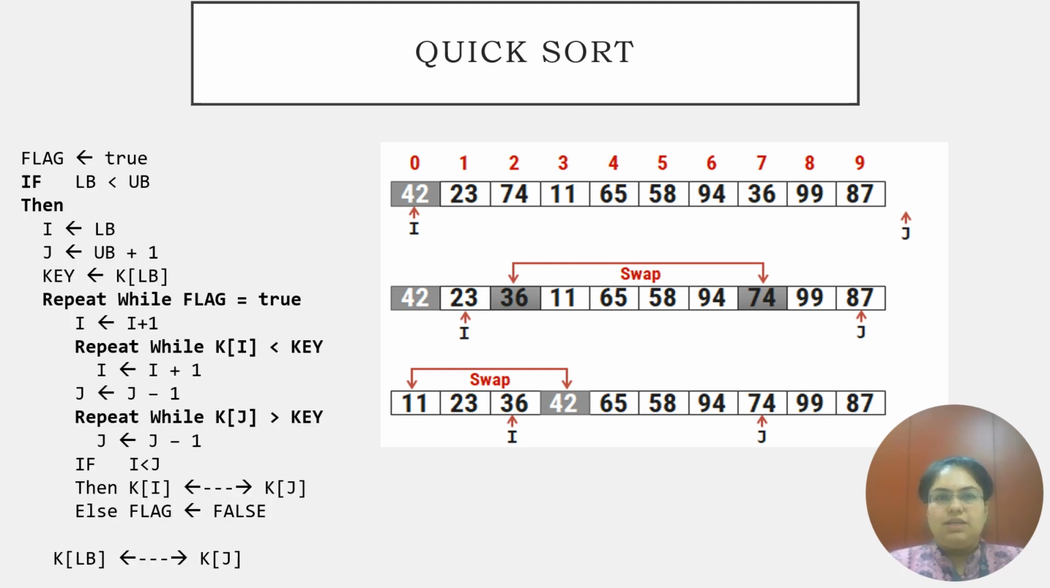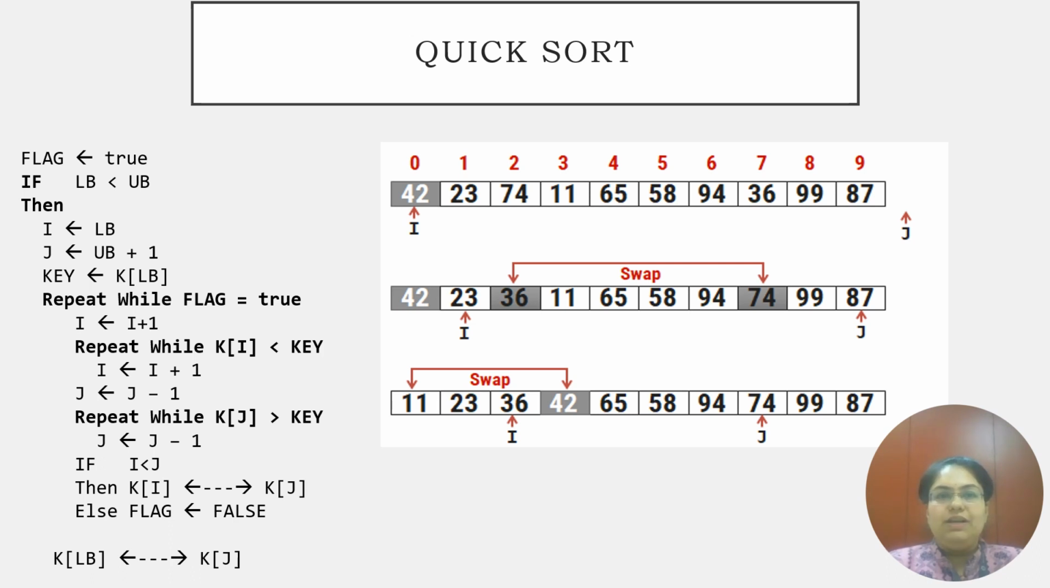So here we can see the algorithm as well as the example of quick sort. For quick sort, first of all, we will set flag equal to true. Now we will check that if lower bound is less than upper bound, then we will set I equal to lower bound, and we will set the value of j equal to upper bound plus 1. We are also going to set the key, and key will be k of LB, which is the lower bound key value.